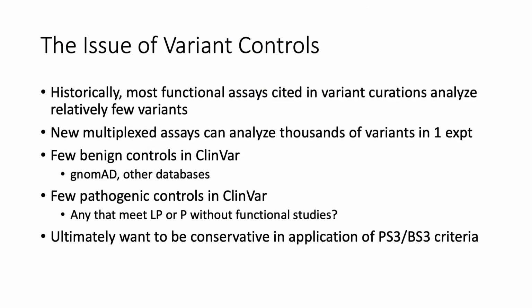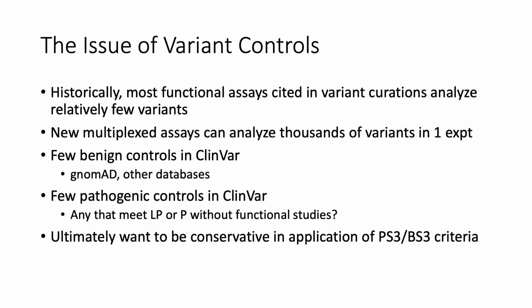And one of the things you might be able to do in developing a functional assay, or if you've got many different variants that have been assessed, is look in gnomAD or other databases, just based on the frequency, to see whether a variant would qualify for benign or likely benign based on that population frequency. And for those that have very few pathogenic controls in ClinVar, you may be able to look at the results for variants that meet likely pathogenic or pathogenic without functional studies, but maybe haven't been deposited in ClinVar yet.